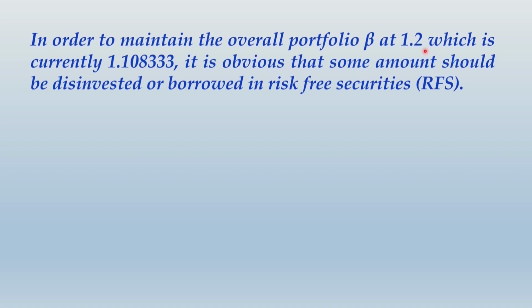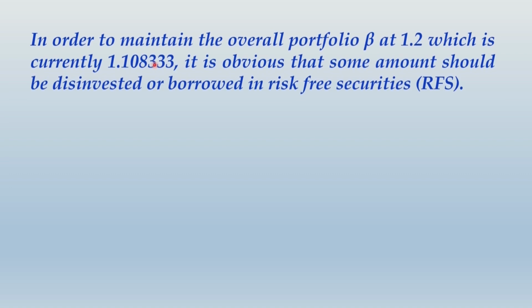Without inclusion of risk-free securities, your portfolio beta of those 4 stocks was 1.10833. Now if you want to reduce the portfolio beta, you have to increase the risk-free asset. If you want to increase the portfolio beta, you need to reduce the risk-free asset. Now because there are no risk-free assets included in these 4 stocks, instead of reducing the risk-free asset, what you can do is you can increase the risk-free liability.